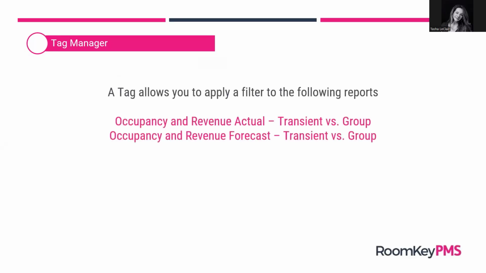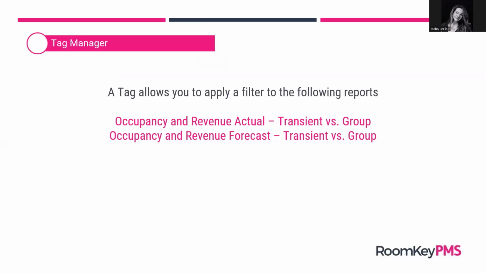A tag allows you to apply a filter to two specific reports inside RoomKey. You can apply it to an occupancy and revenue actual report. This is a statistical report that gives you a comparison between transient business and group business. This is going to show you how many reservations you have within a given date range, how much revenue is being brought through those reservations, as well as an ADR calculation for that revenue.